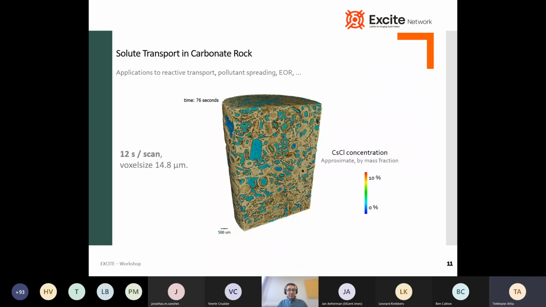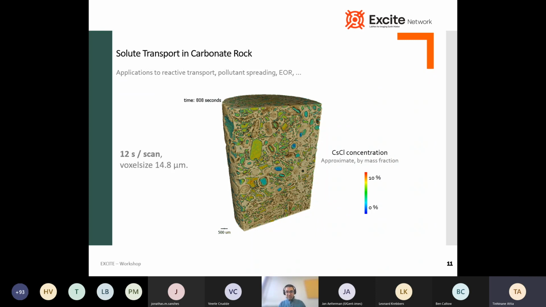Another example is about solute transport in carbonates. So in this example, we have a limestone sample, which is already saturated with water, and then injecting water, which contains 10% of cesium chloride salt in it. We want to see how this salt spreads in the porous medium and even in individual pores.